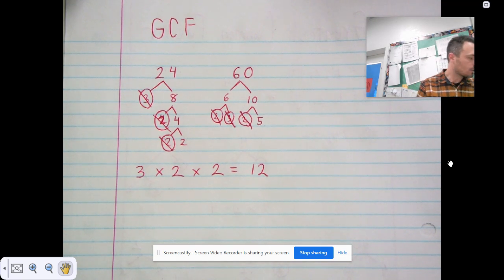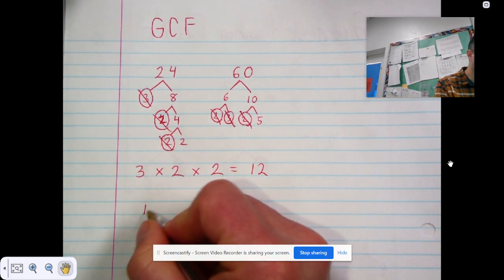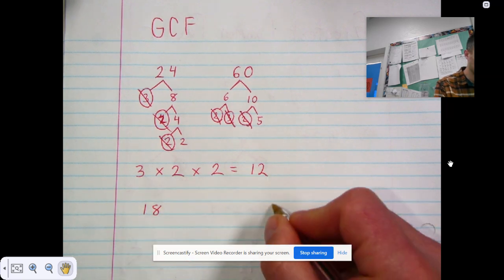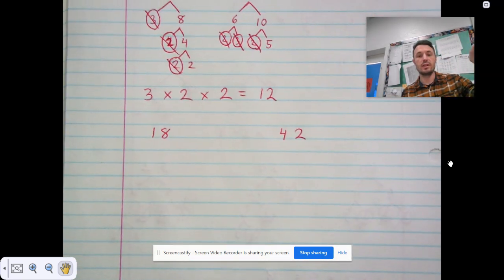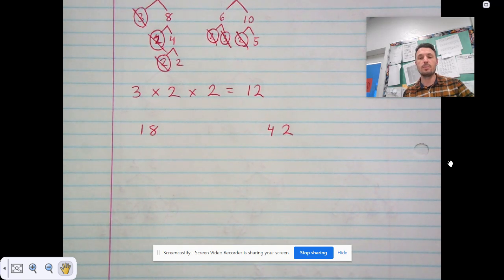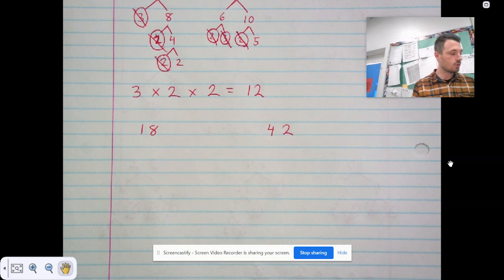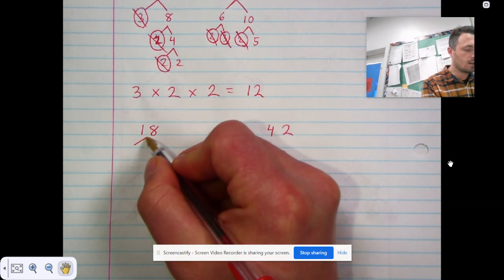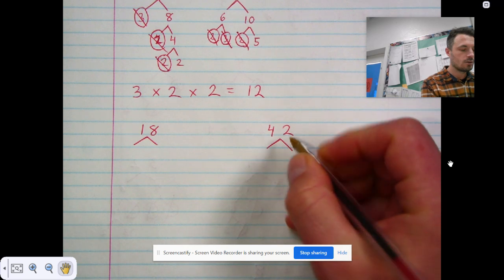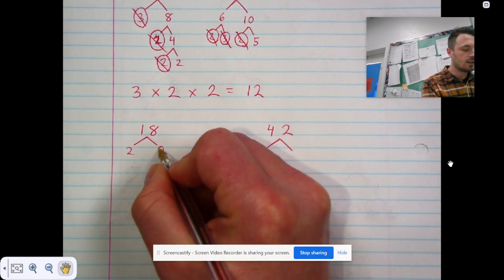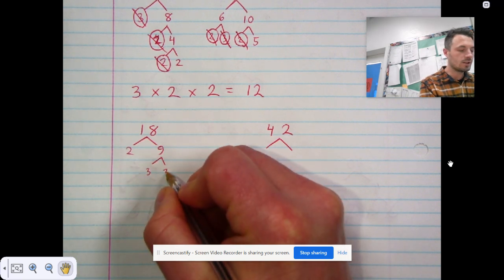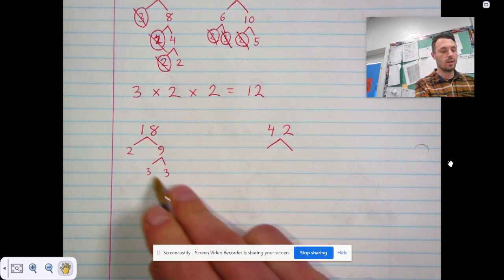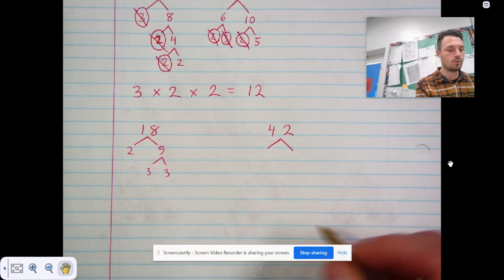Let's do another example. Let's say we had 18 and 42. Now, you could list all the factors for both these numbers and then pick the biggest one in both lists, but it would take you a long time, so it'll be faster to use prime factorization. Make them both sprout branches. 2 times 9 is 18. 2 is prime. 3 times 3 is 9. 3 is prime. So we're done here. It's 2, 3, and 3.